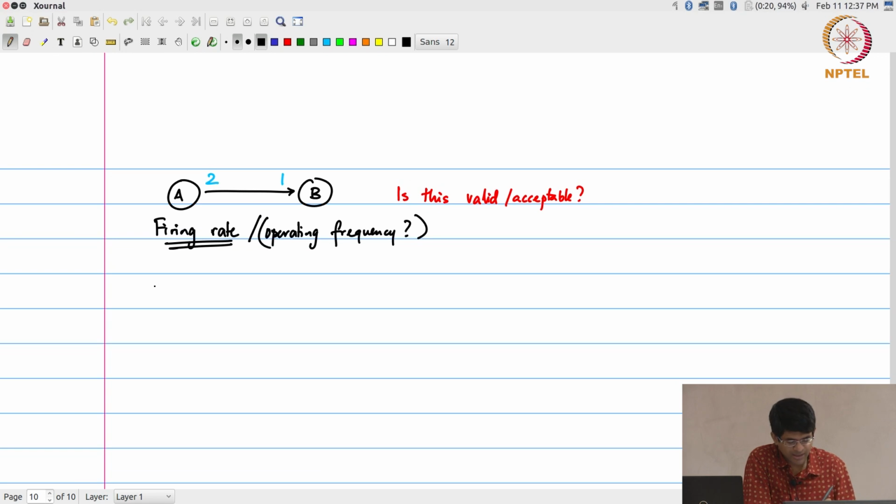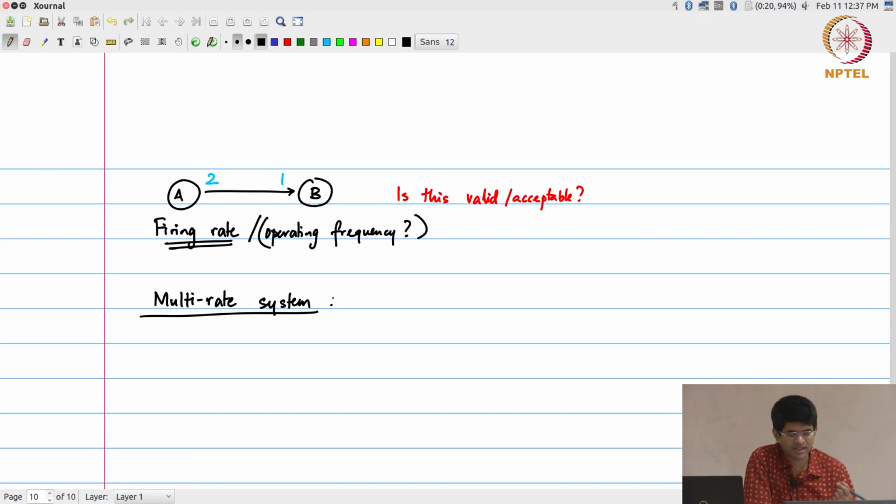Okay, so this kind of a system is usually called a multi-rate system. This example that I have drawn over here just tells you why it is called multi-rate, because the rate at which B fires has to be higher than the rate at which A fires. Can they use the same clock frequency?